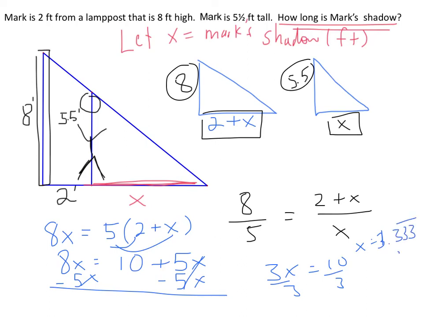So x is going to be 3.333 feet. So if you could, on your assignment for full credit, could you actually write a final sentence to say how big my shadow is? So something like, finally, Mark's shadow is 3.333 feet long.